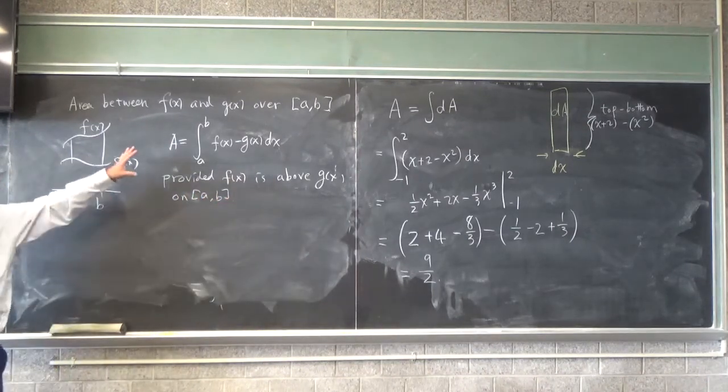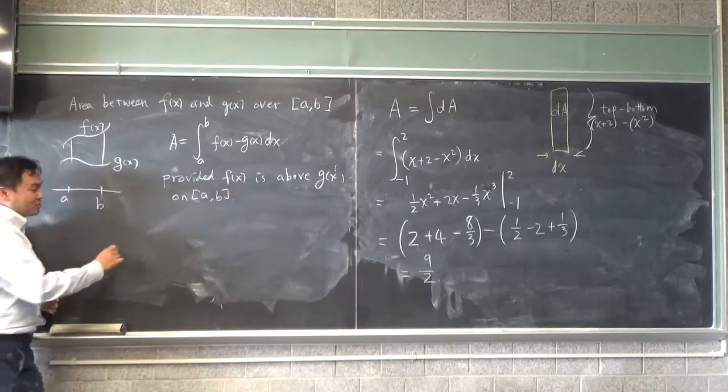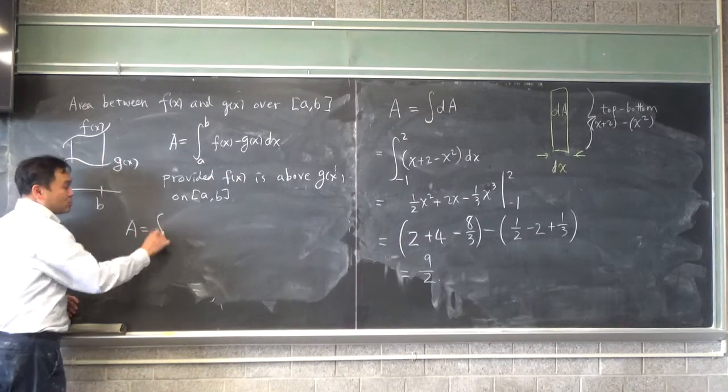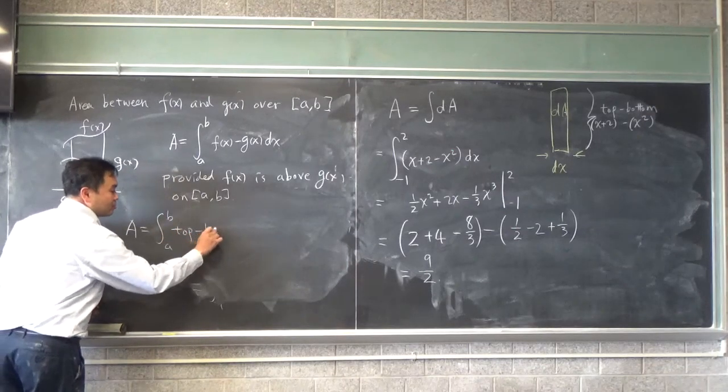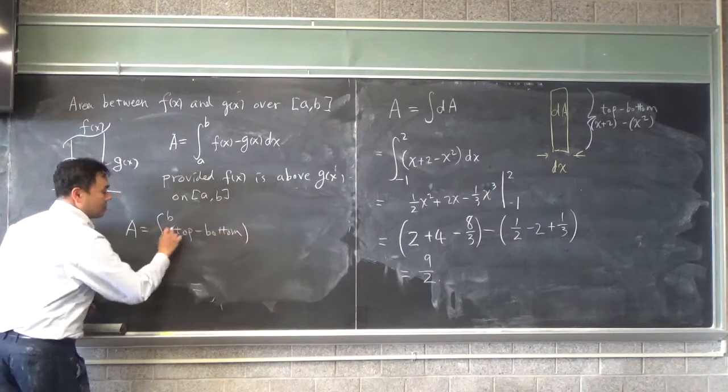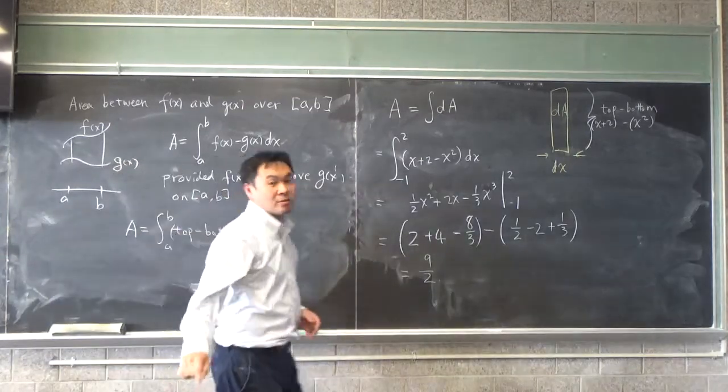Now, rather than writing it this way, I really want you to think of this formula as area is equal to the integral from a to b of top minus bottom, dx. So that's the formula.